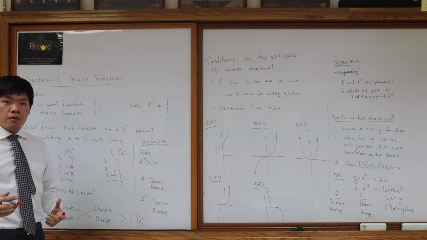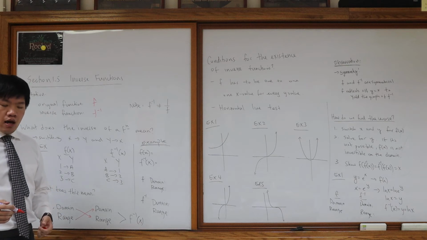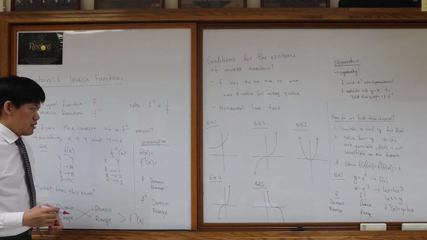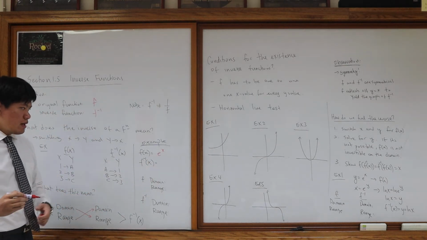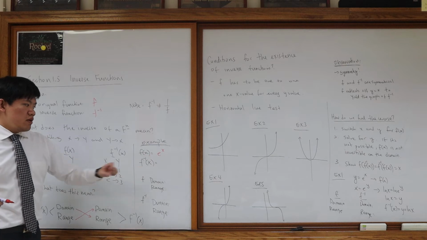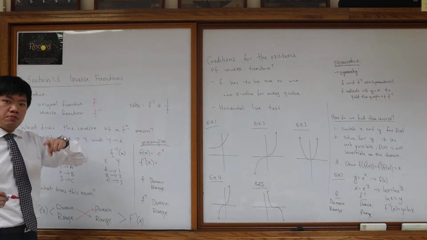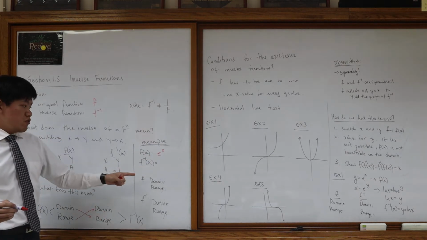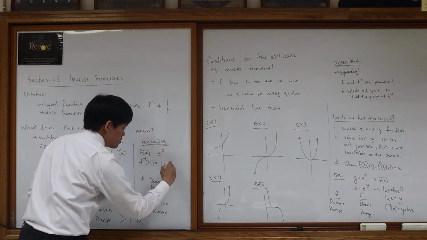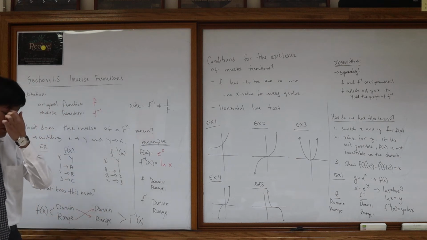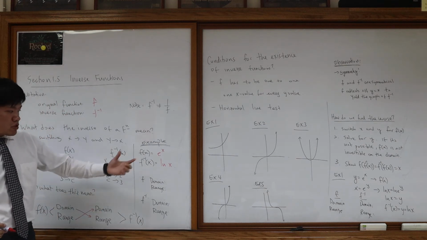Something we talked about in the past, and they are indeed inverses of each other, is the function e to the x. The inverse of that function, as we've discussed with exponentials and logarithms, is the logarithm. Therefore, my logarithm is going to be the inverse of my exponential function, e to the x. Let's go ahead and demonstrate this.